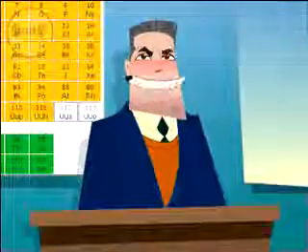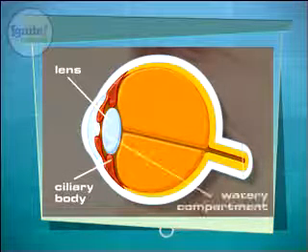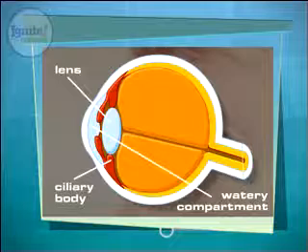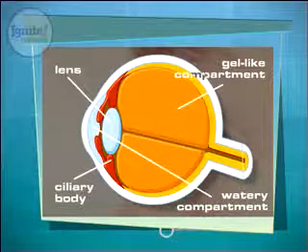Here's how it works. The eye is broken into two compartments that are separated by the lens and the ciliary body, a watery compartment in the front of the eye, and a compartment filled with a gel-like material in the larger rear area of the eye.